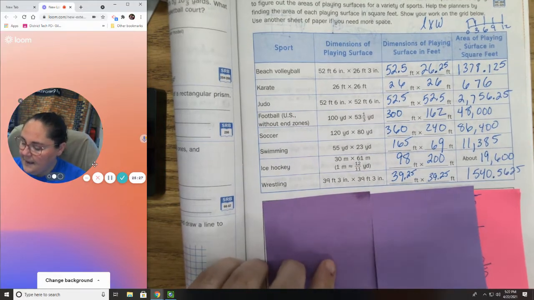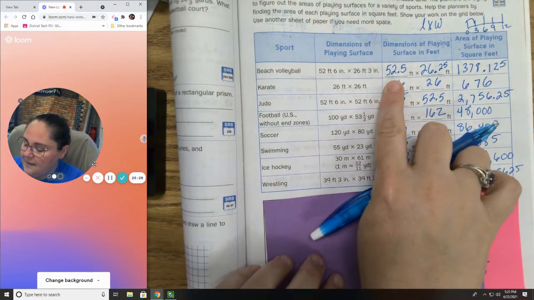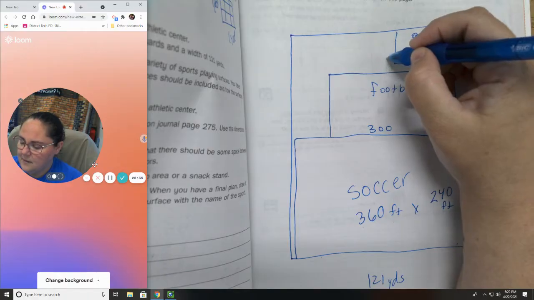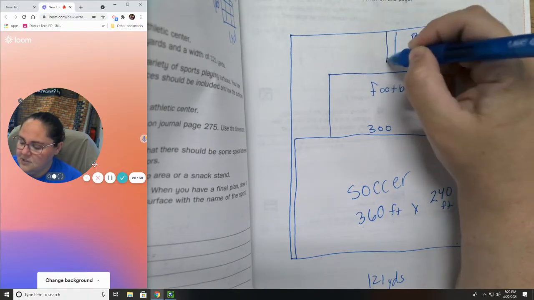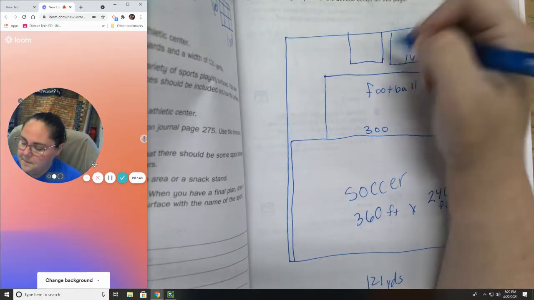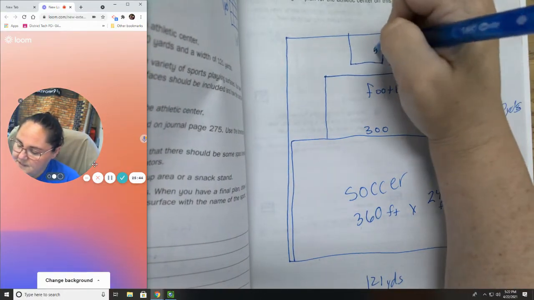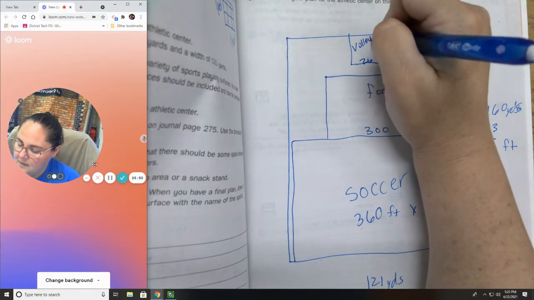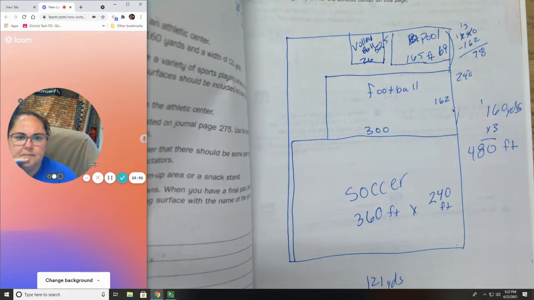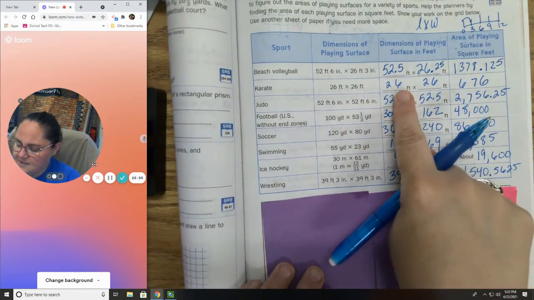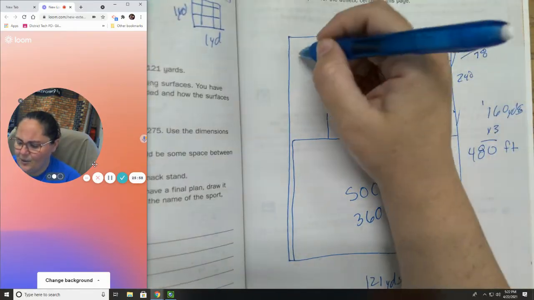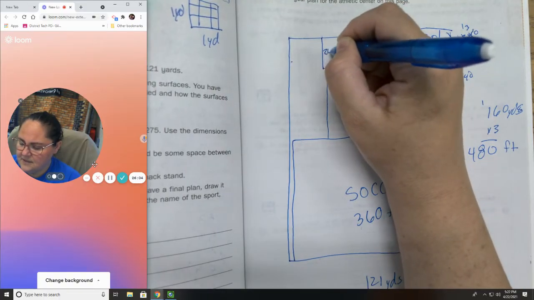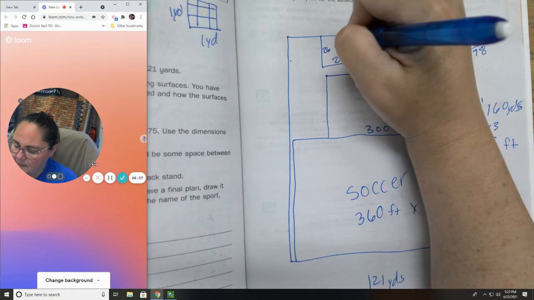Remember, I want to have a variety of things. So let's go ahead and add some beach volleyball. Yeah, 52 and a half by 26. Oh yeah, we can do it this way. So leave a little bit of room right here. Let's do beach volleyball, 52.5 by 26. Awesome. I also know that this is small too, my karate, 26 by 26. I could fit karate right here. Absolutely. 26 by 26. Karate. Awesome.